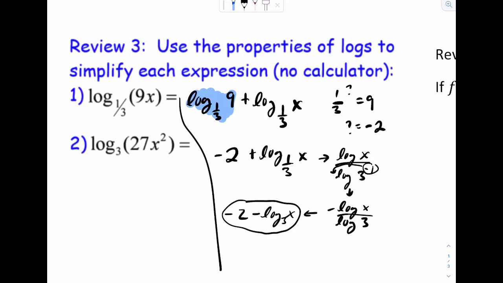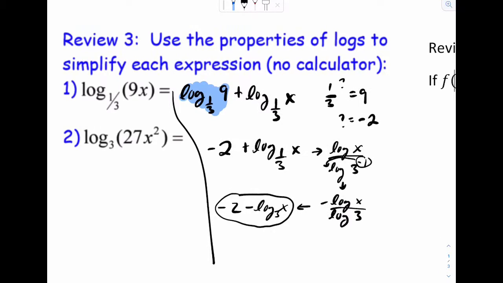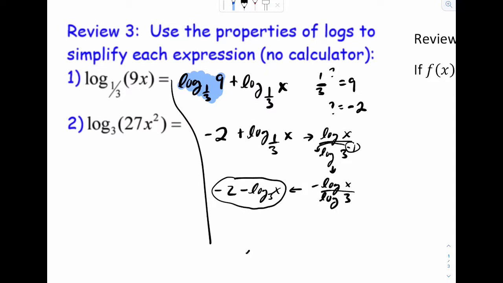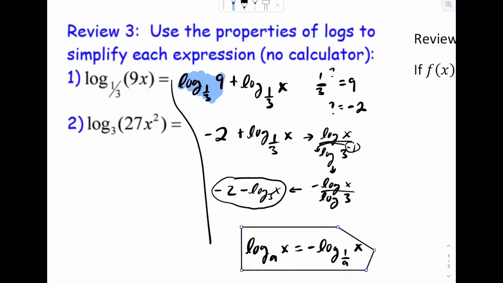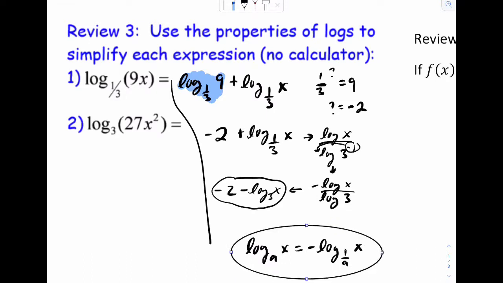So you're probably thinking, is there an easier way to remember this? Yes, there's another property that we can write. We can write log base a of x is equal to negative log base 1 over a of x. And you're seeing that right here. Notice how this 1 over 3 became 3, and you just negate the sign.